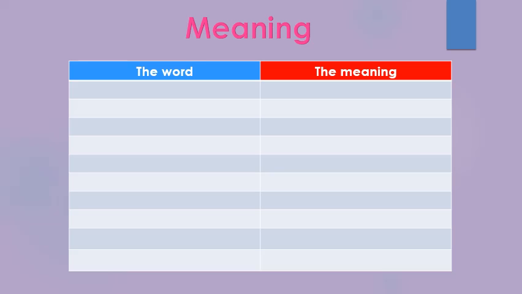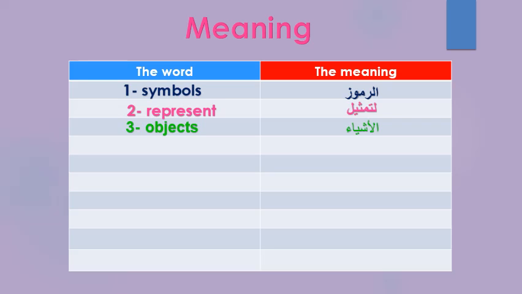Okay guys, so you have to draw this table and write the word and the meaning. Number 1. Symbols. Number 2. Represent. Number 3. Objects. Number 4. Rows. Number 5. Columns.